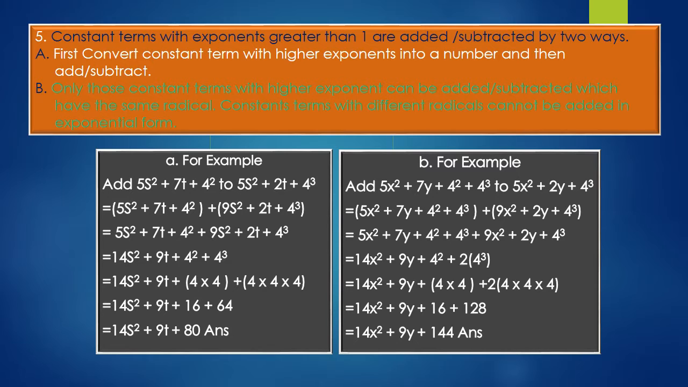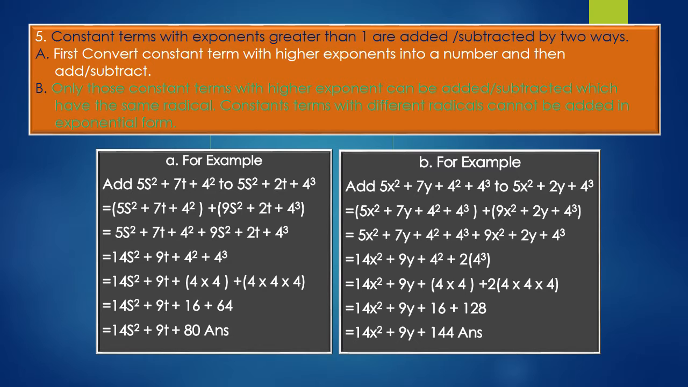Now let's convert them into numbers. 4 square, so we have to multiply 4 two times. 4 cube, so we have to multiply 4 three times. After multiplication, we get 16 from the 4 square and we get 64 from the 4 cube. After adding 16 and 64, we get 80. So in this manner, 14 square plus 9t plus 80, this is the answer.